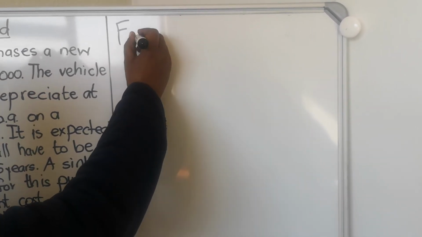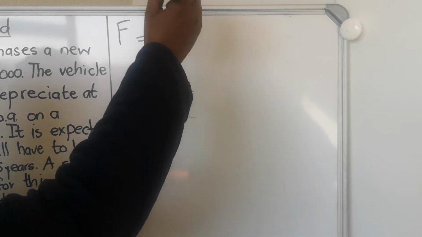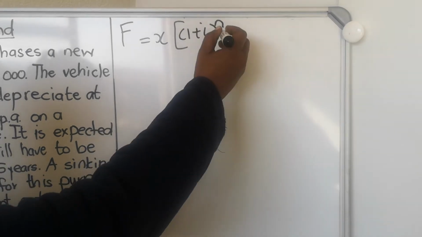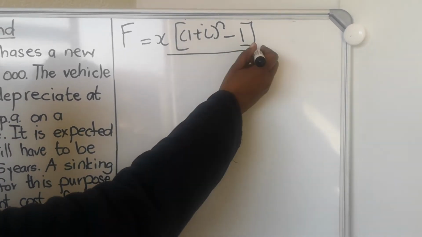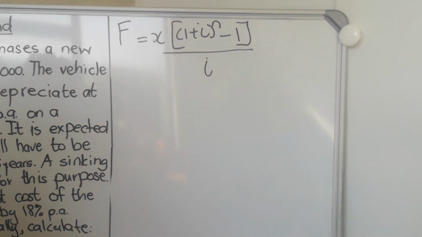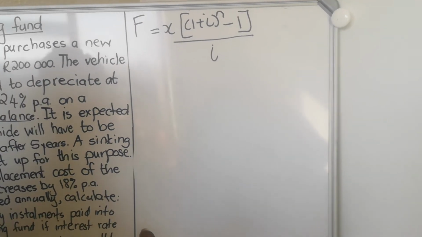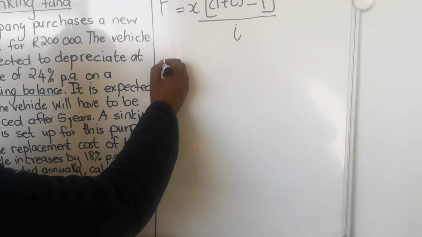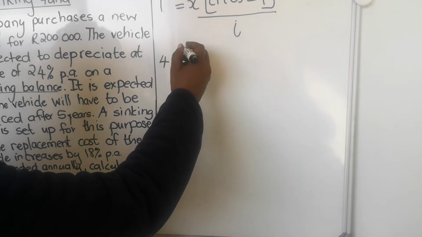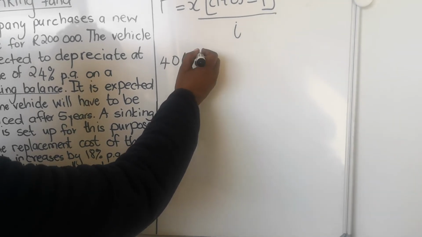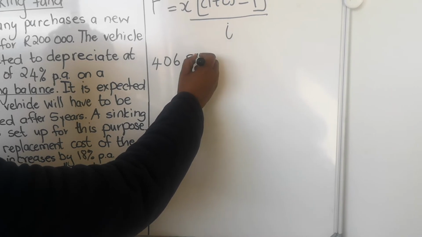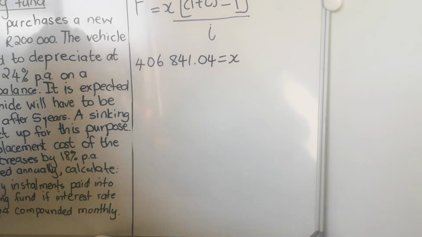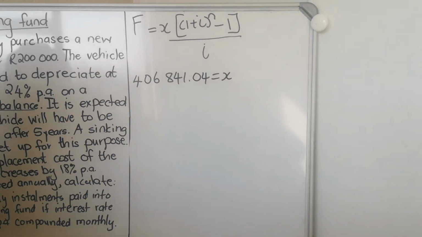You go F is equal to X, where X is the installment that you're going to pay, then open bracket 1 plus i to the power n, minus 1, close bracket, over i. Now the total amount that we are supposed to have at the end was 406,841.04. The X is the monthly payment that we need to calculate now.